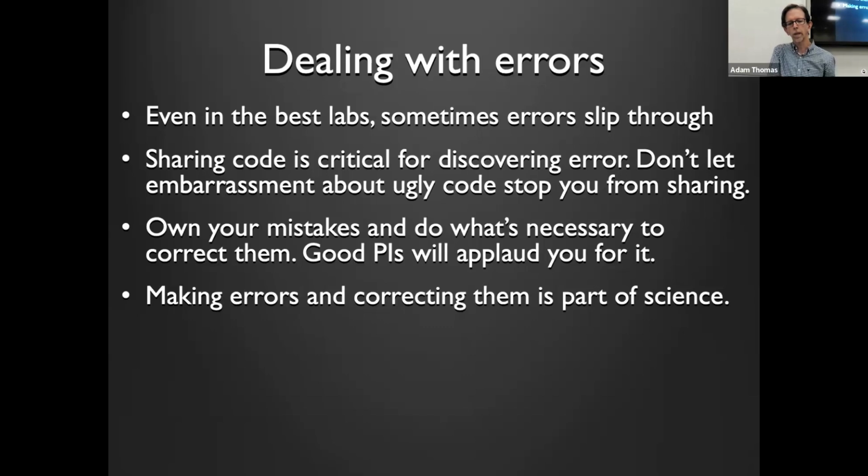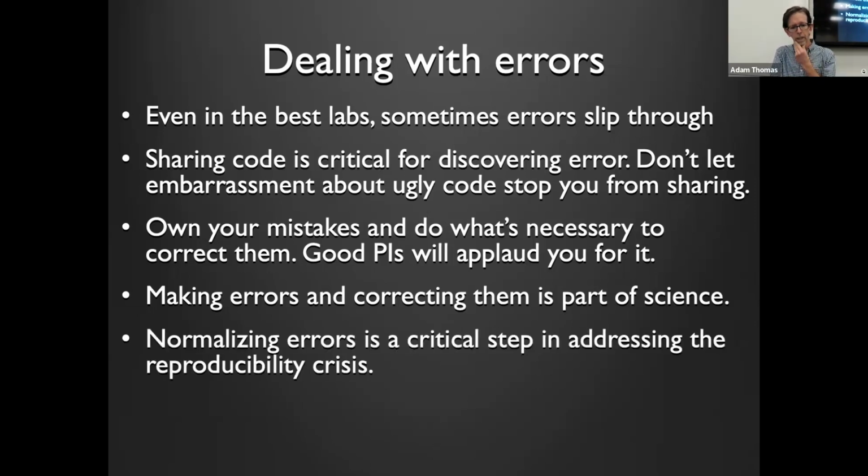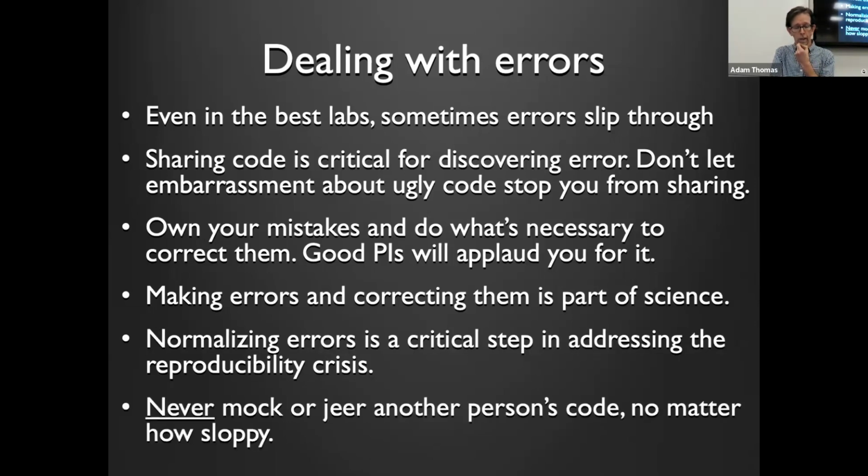The other thing that our team is working towards is trying to make errors and correcting them part of science. It's not something we should be ashamed of. Again, it's happening to everybody. We just need to bring it out in the open. Normalizing errors is a critical step in addressing the reproducibility crisis. And we also encourage everyone to never mock or jeer another person's code, especially, and we all know that scientists produce some really ugly code that can be really hard to parse. That's okay. It's part of the process. So check yourself if you ever find yourself mocking someone's code as being sloppy.